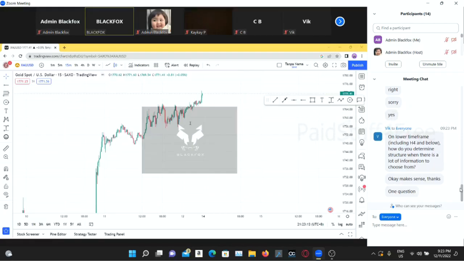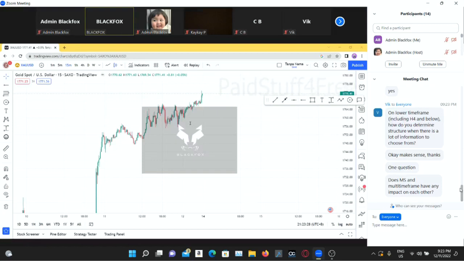Okay, one question. Does MS and multi-time frame have any impact on each other? Market structure and multi-time frame, any impact on each other? No impact.